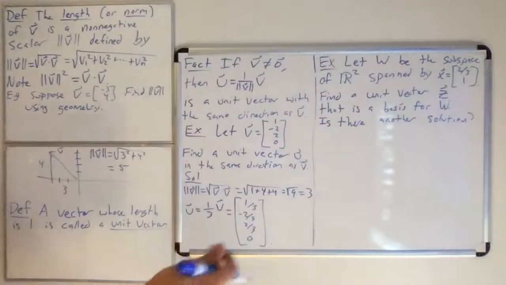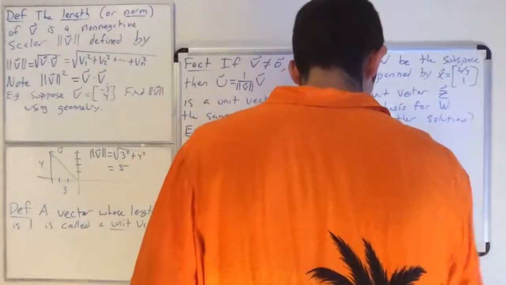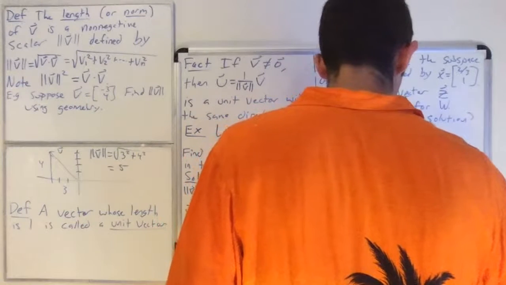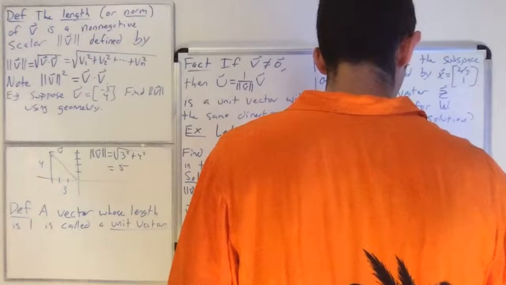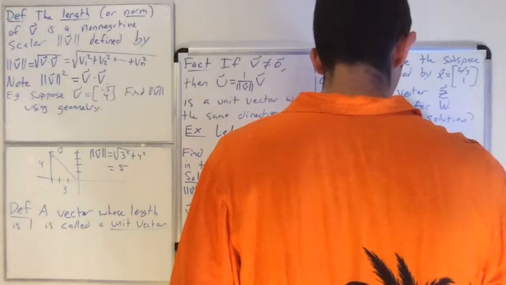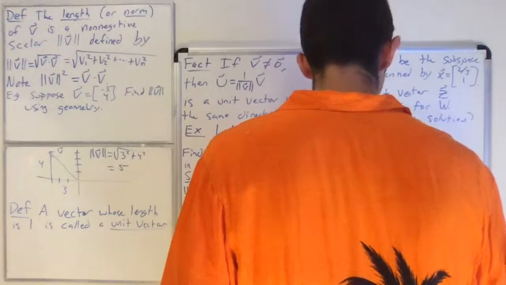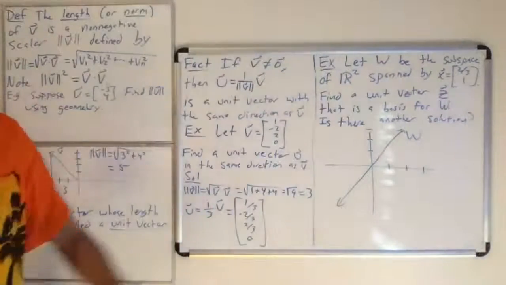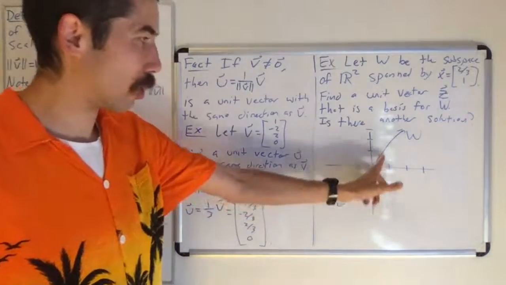Okay, so while you're working this out, I'll draw what W looks like just so you have it in your notes. So W would look like this line here. Every 2/3 you go over in the x, you go up 1 in the y.